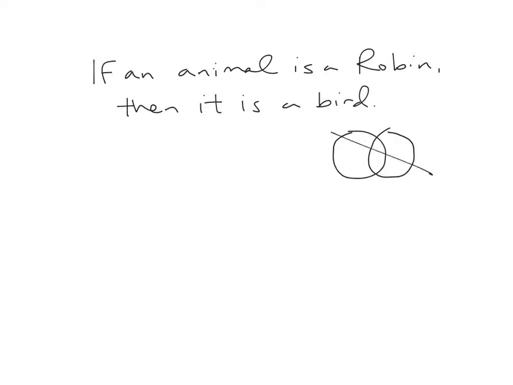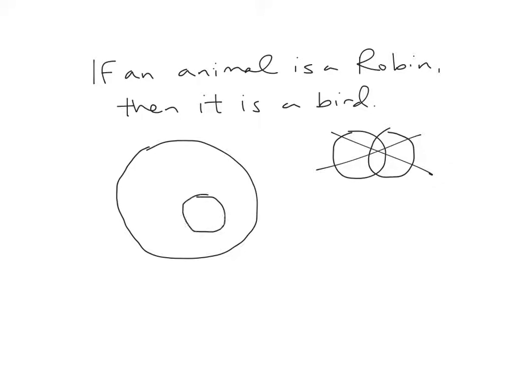So you're not going to do this kind of Venn diagram. You're going to do a circle with another circle totally inside of it. So you have one category, and within that would be other categories. So think of it this way. If an animal is a robin, then it is a bird, right? You have two different things going on. Robin is one category. Bird is another category.